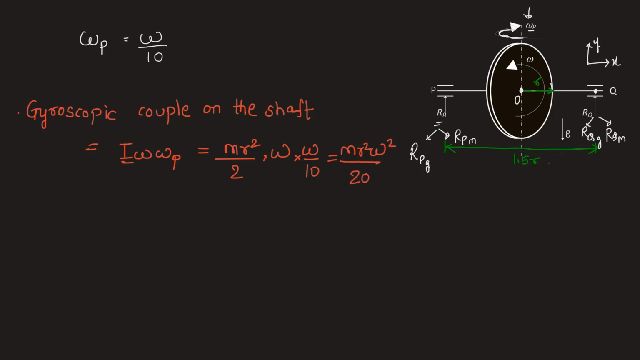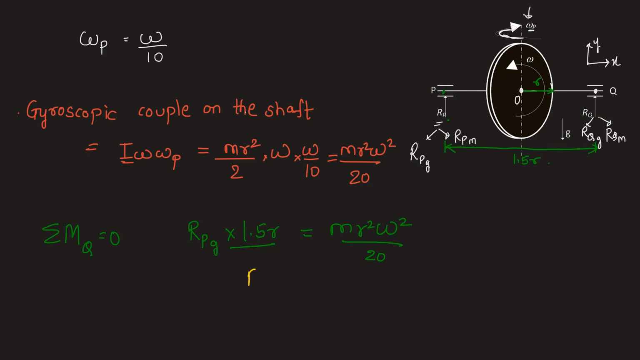Now to balance this gyroscopic couple, there will be reactions at the bearings, and these bearings will also create a couple in the opposite direction. To find that out, we'll use the equilibrium equation, summation of moment about point Q equal to 0. You can even take about point P. I have taken about Q. So we can write Rpg into 1.5r. This is the distance of point P from Q, therefore we multiply this to this force. This will be equal to the gyroscopic couple m r square omega square by 20, because it has to balance the gyroscopic couple, so both of their directions will be opposite to each other.